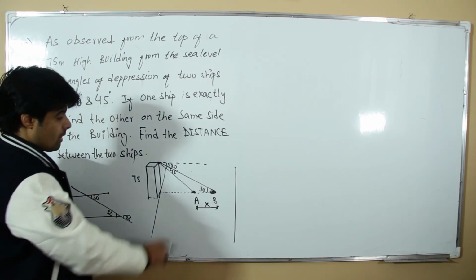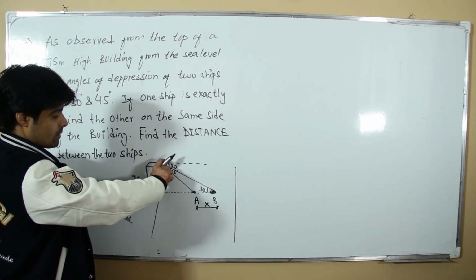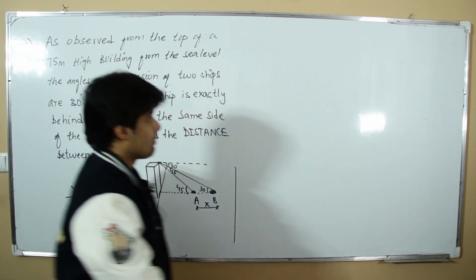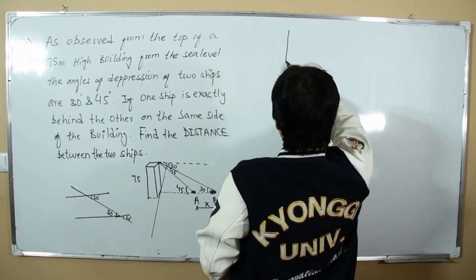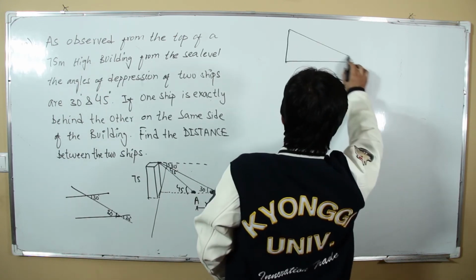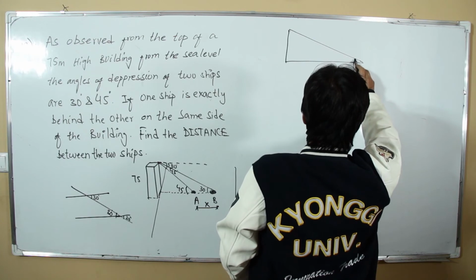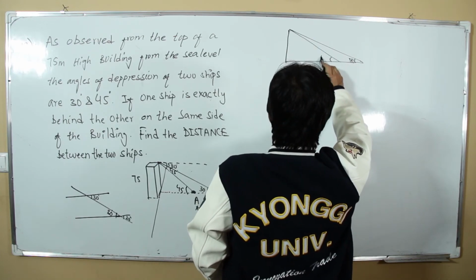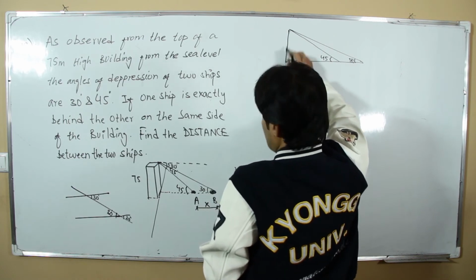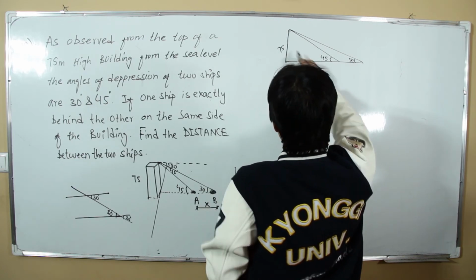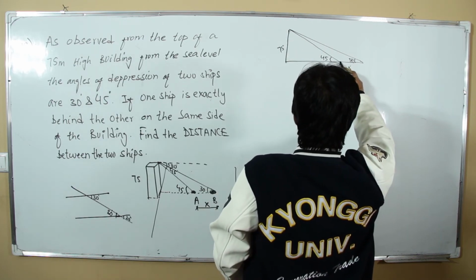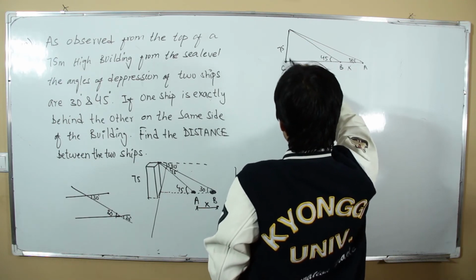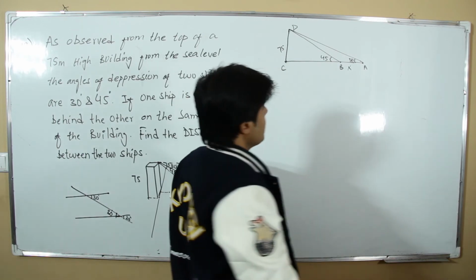I think I've got it. If this angle is 45, so this is also 45. It means we have a triangle in which one angle is 30 degrees, the next one is 45. We have this height which is 25 and we don't know x. A, B, C, we have D.